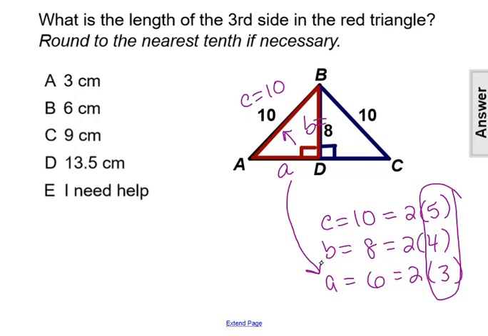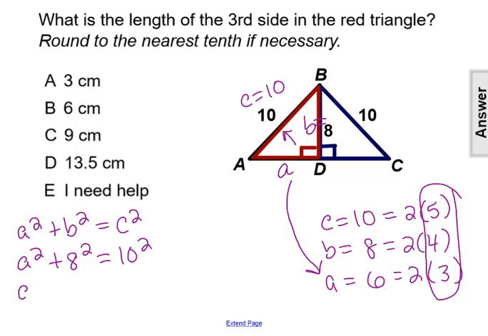Now, if you didn't recognize Pythagorean triples, maybe you forgot about them or you don't recognize them as easily, you can always still fall back to the Pythagorean theorem equation, a squared plus b squared equals c squared. We would be solving for a in a squared, but we know that b squared is 8 squared and c squared is 10 squared. So now we can solve for a. We'll actually take this squared, so 8 squared is 64, and 10 squared is 100.